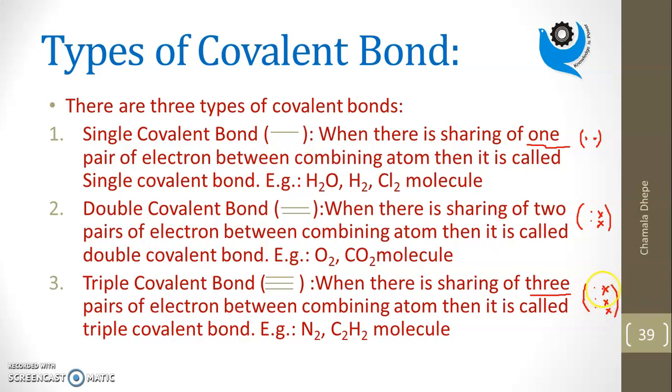6 electrons are there. Okay, 1, 2, 3. So here the triple covalent bond is formed. Okay, so mutual sharing. Mutual means if one atom is sharing one electron, the other is also going to share its one. Means there is a mutual, equal sharing. Suppose if I am giving 1 rupee, then the other is also giving one, means equal sharing is there. That time the covalent bond is formed.